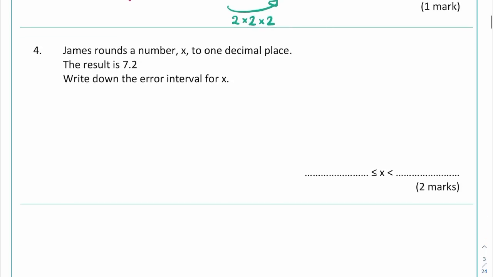For our next question, James rounds a number x to 1 decimal place. The result is 7.2. Write down the error interval for x. So for this one here, we are thinking about where 7.2 lies on a number line. So 7.2 would be here, 7.1 would be here, and 7.3 on the other side.